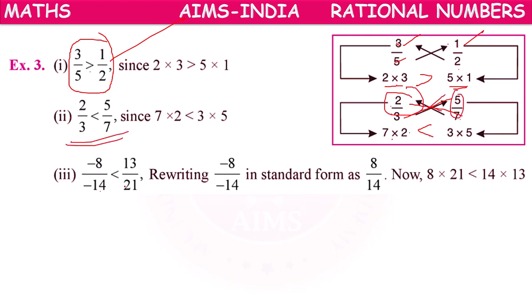Or this rational number, 8 into 21, minus 96. 13 into 14, 13 4 times 52, 182, minus 182. Minus 96, minus 182. In minus numbers, less number is greater. This is greater than the second one.